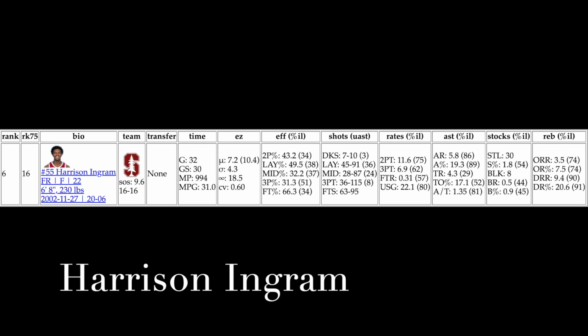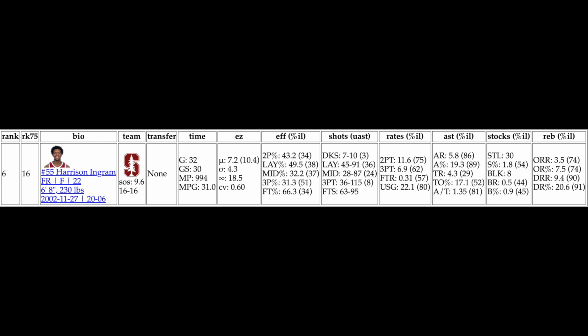The next prospect on my list is Harrison Ingram from Stanford. Ingram was a highly ranked recruit who flirted with the draft but ultimately decided to return, presumably to work on his game and improve his stock. Ingram did attend the combine last season and measured out at around 6'7" and 230 pounds, with a standing reach a little bit under 8'8" and a wingspan a hair over 7 feet.